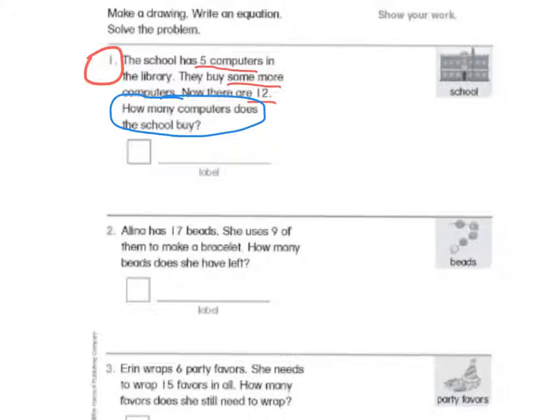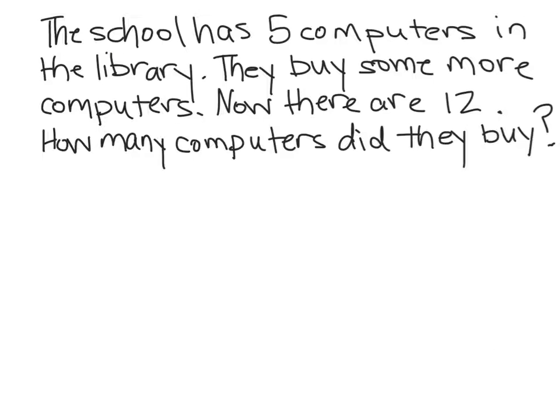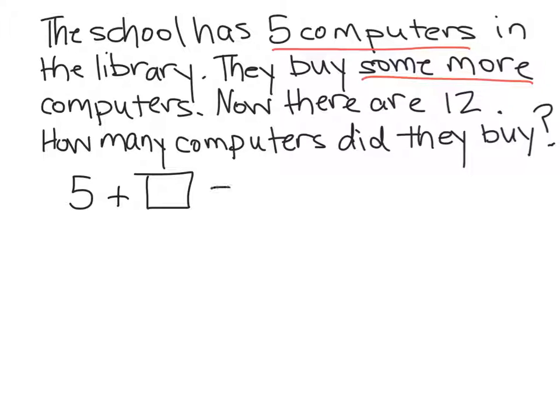this problem. So the first thing I'm going to do is make an equation. Here's my problem again. I'm going to make an equation that shows 5 computers that the school started with. And I'm going to say they added some more computers. I don't know how many, but they added some more. So I'm going to say box for my number that I'm missing. Equals, and I know they have a total of 12 computers after they're all done buying computers. So my total is 12. So this is what my equation would look like.